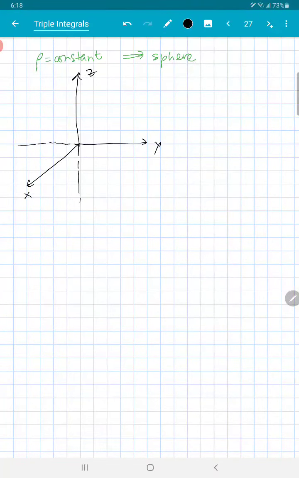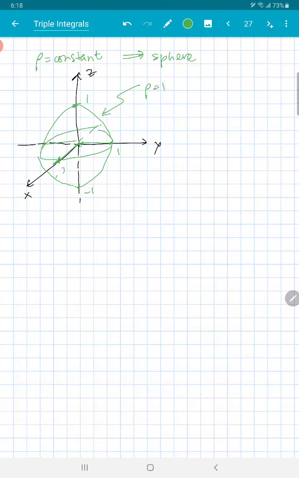So if this distance from there to there is 1, from here to here is 1, and here we have a 1 as well, then all the distances from the origin are 1, so you end up with a sphere, a very beautiful sphere, I might say. So let's say that's a 1, so this is rho equals 1.